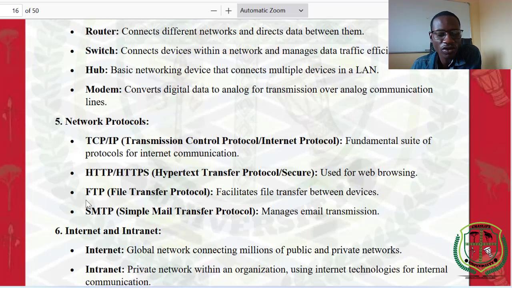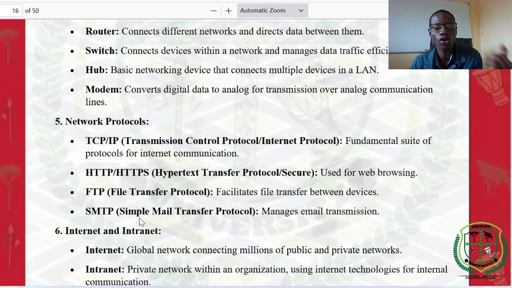Then there's what we call FTP, the File Transfer Protocol. All these are instructions that help the internet to work. So FTP facilitates the transfer of files between devices, okay?